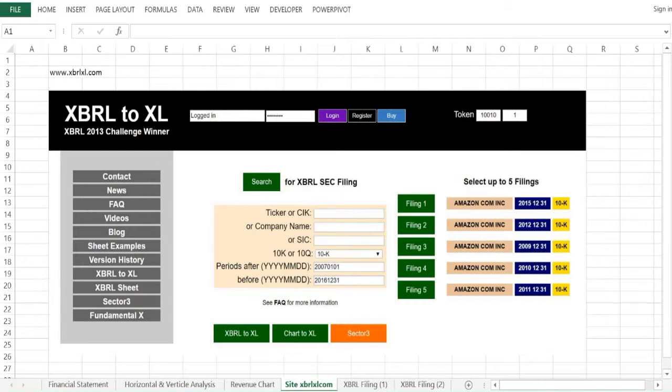I use the site xbrlxl.com to download the Amazon statements. The XBRL financial statements are very convenient to use because they can be manipulated with pivot tables and VLOOKUP to organize information.